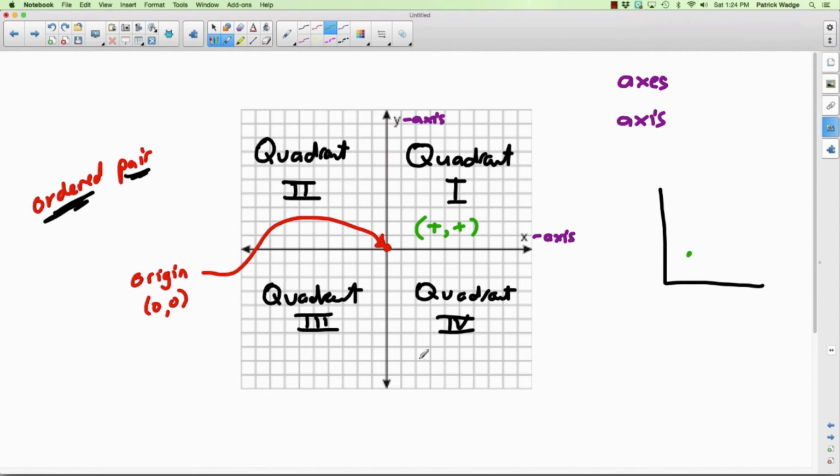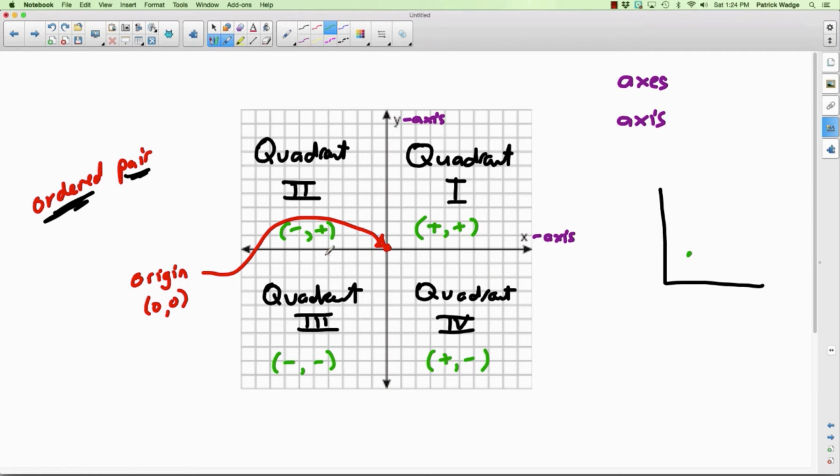That's not the case for these other ones. In quadrant 2, it's a negative number and then a positive number. The first number is negative, the second one's positive. In quadrant 3, they're both negative, and in quadrant 4, the first one's positive, the second one's negative. So I think that's probably why this is quadrant 1, because it's the most basic quadrant. It's where you started from when you first learned this.